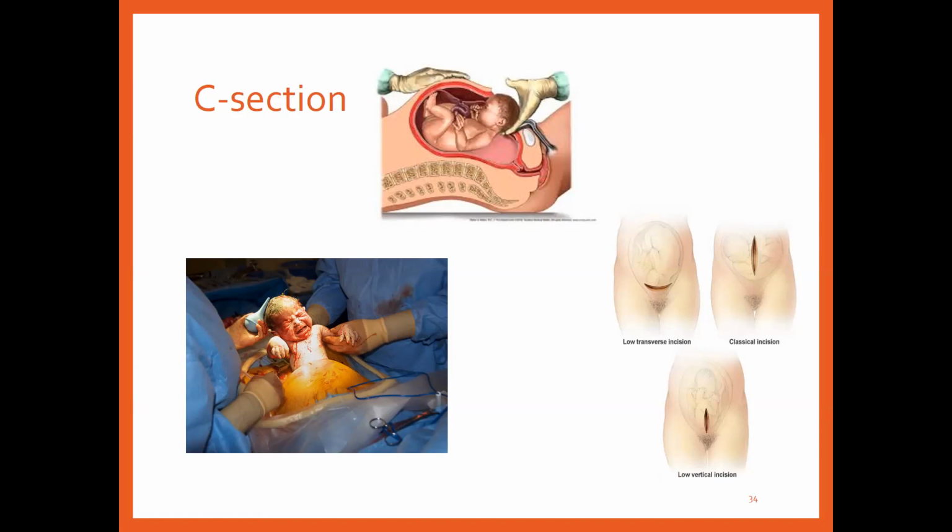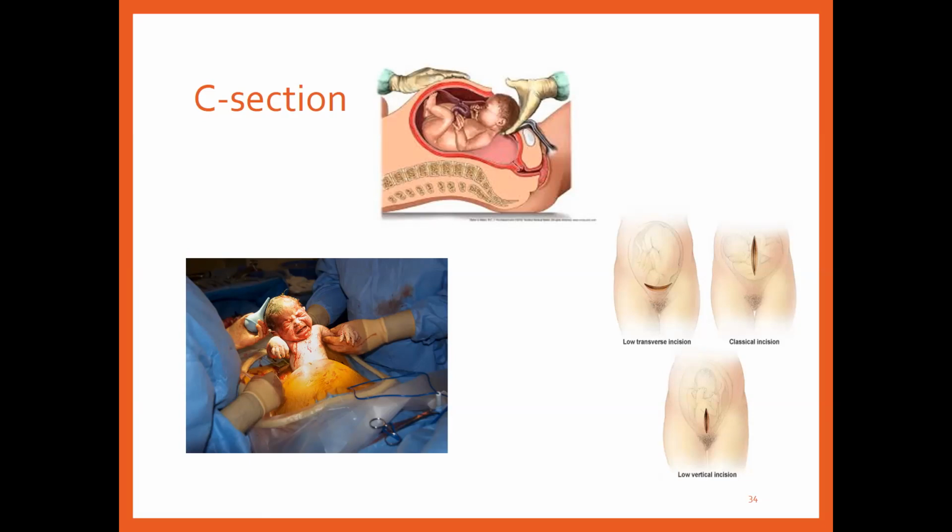Incisions can be transverse or vertical. So transverse is commonly used and is hidden well within that pubic hairline. So it's a bikini cut. Vertical is rarely used, but it's quicker and preferred in non-reassuring fetal status when rapid birth is indicated, or with a preterm or macrosomic neonate, or a woman is slightly obese, not slightly, significantly obese.